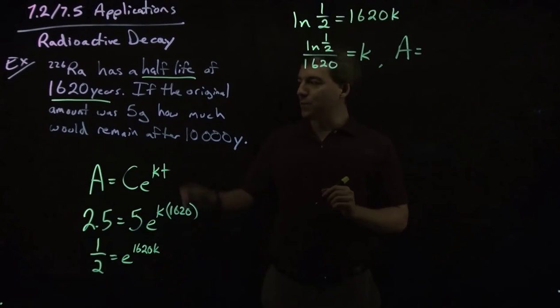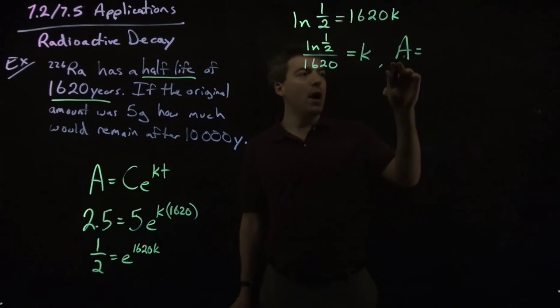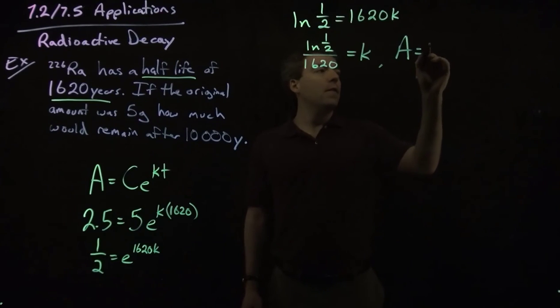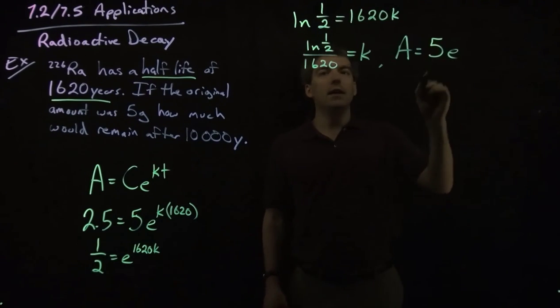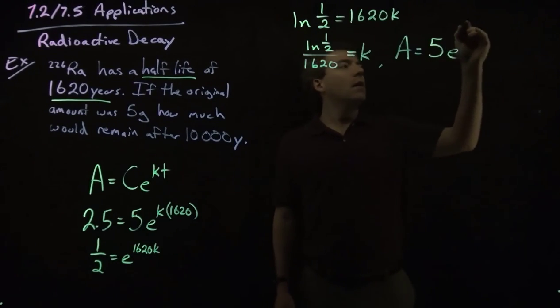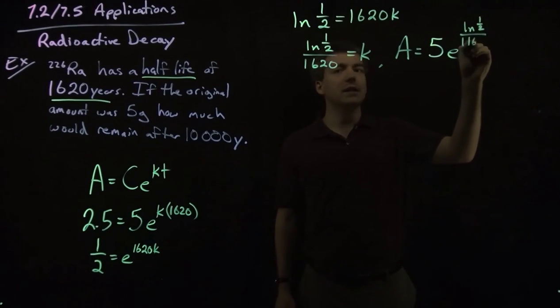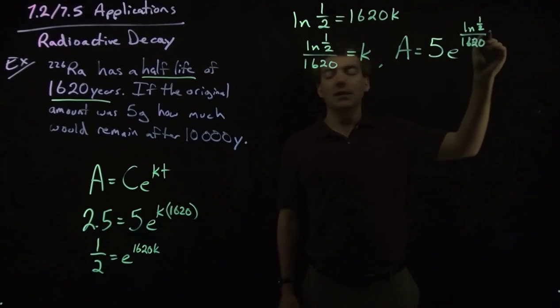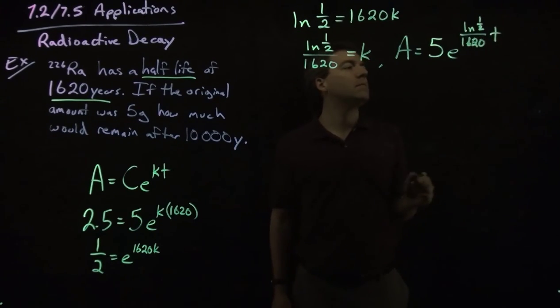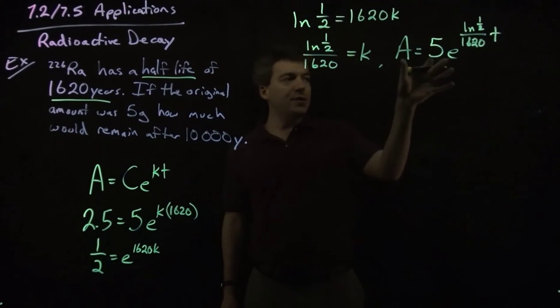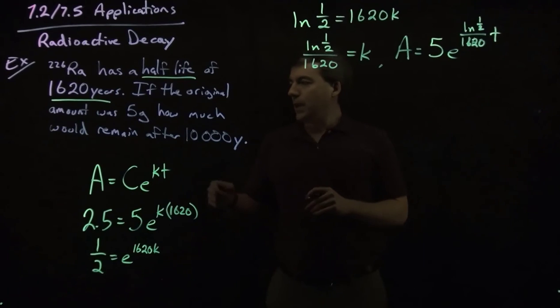All right, so that gives us our finished model for this particular situation. The amount remaining after t years of this radium is 5e to the natural log of 1/2 over 1,620 times t. Okay, and now we can use this to answer the question.